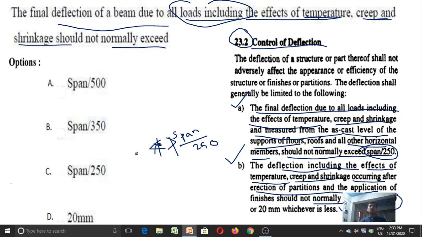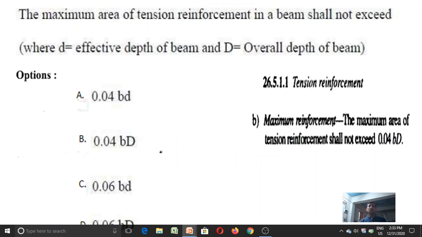For this case, the code has given that the deflection should not exceed span by 250. So for this question, option C is the correct answer. So let us discuss one more question. It is a simple question here.